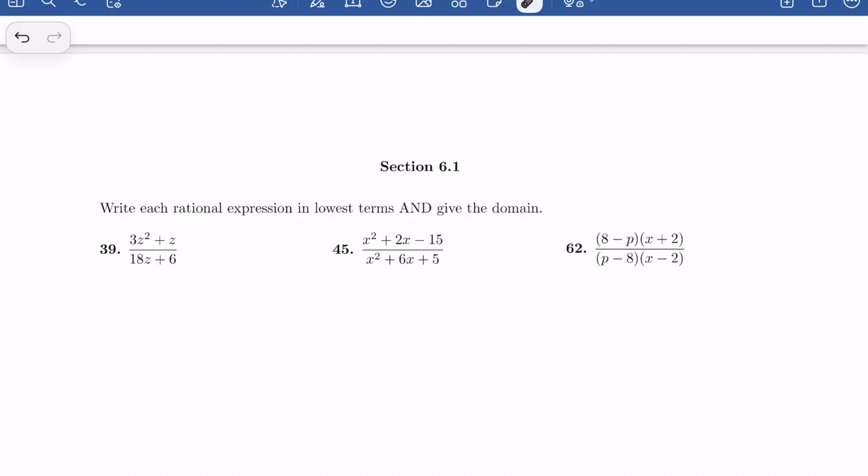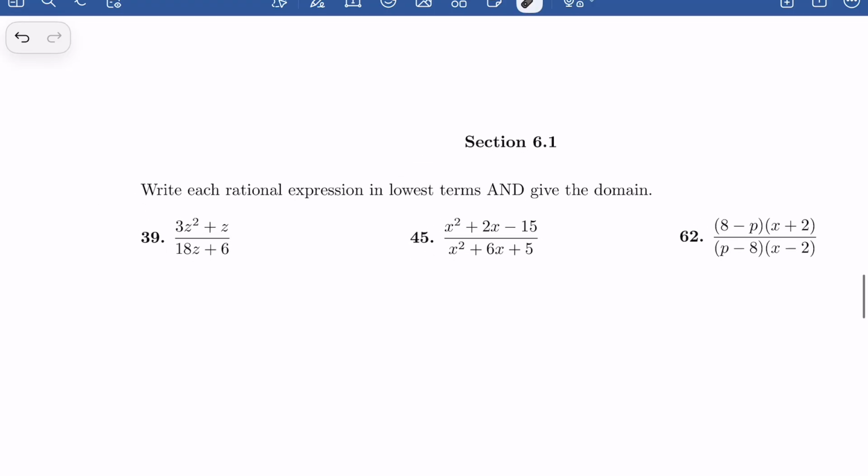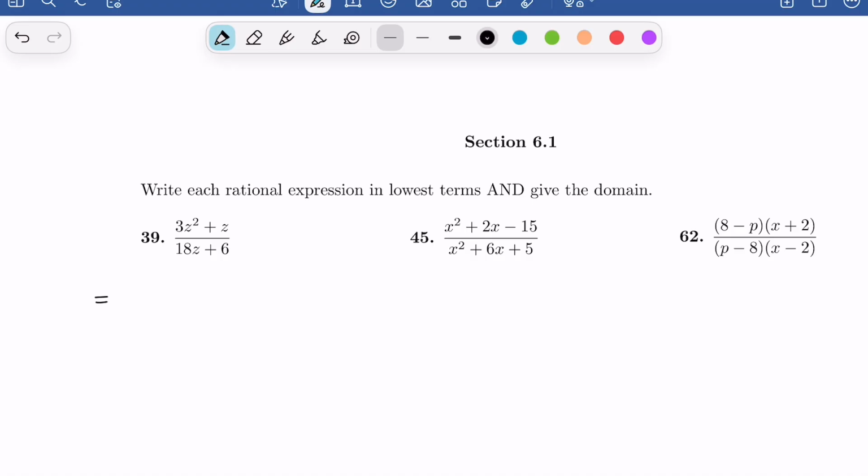terms and multiplying or dividing rational expressions. So for the first three questions here, we want to write each rational expression in its lowest terms and give the domain. So for this first one here, what we want to do is simplify this. We want to figure out if there's anything in the numerator that can cancel with anything in the denominator, and we can do so by factoring. So that's our first step here whenever we want to write our rational expressions in our lowest terms.